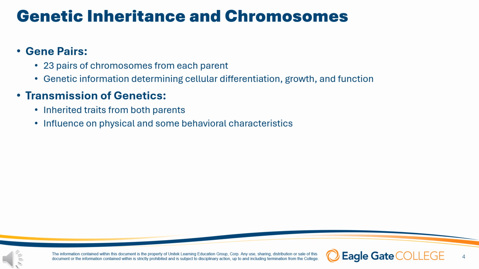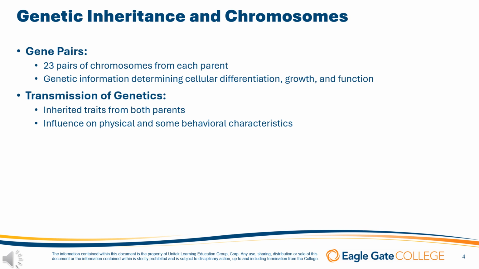The genetic information within these genes not only dictates what type of cell it will become, but also influences how the cell grows and functions. For example, specific genes are responsible for producing growth factors, which are proteins that stimulate cell growth. Other genes might produce enzymes that help cells carry out their functions.